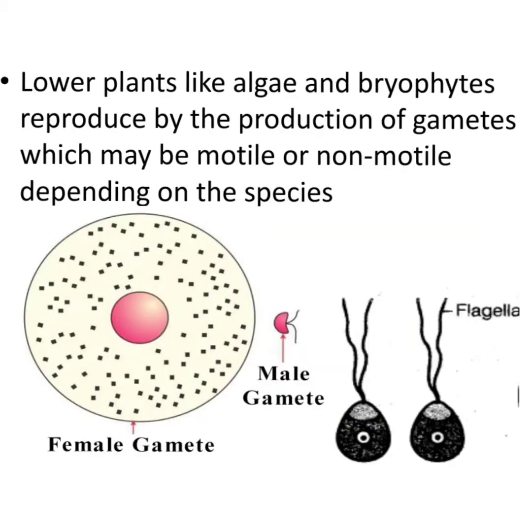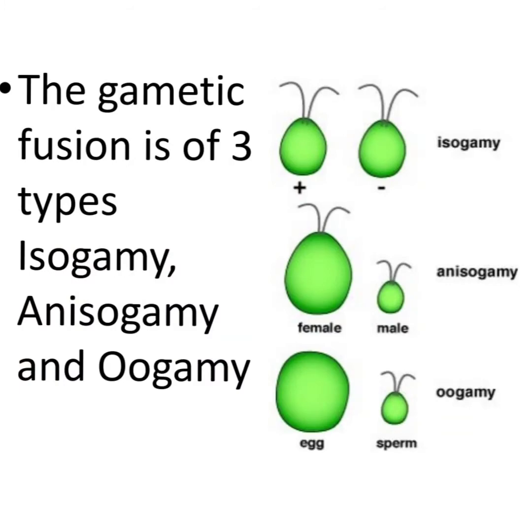In lower plants like algae and bryophytes, the gametes are motile or non-motile depending on the type of species. Here in this image you can see on the left side the immobile or non-motile gametes, and on the right side the motile gametes which have the flagella for motility. The gametic fusion is of three types.